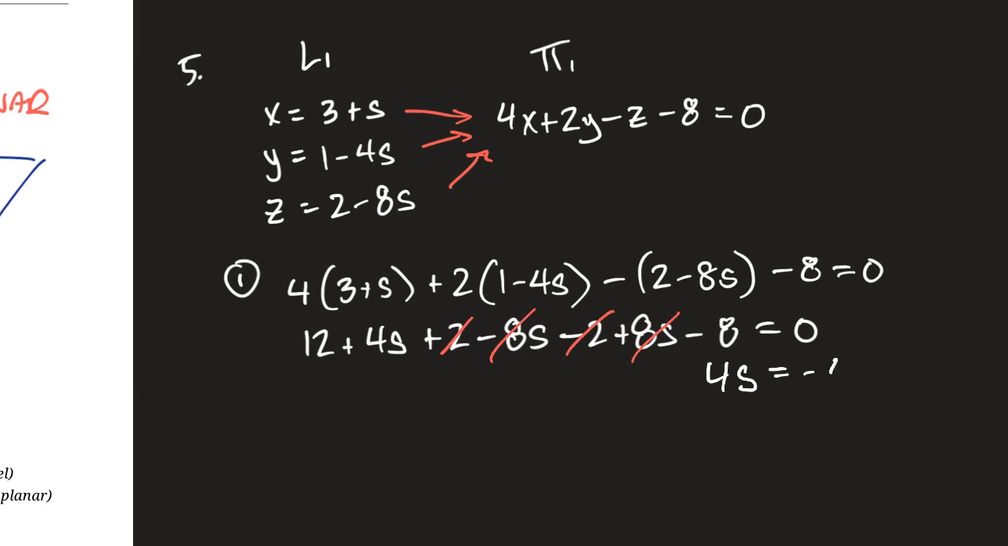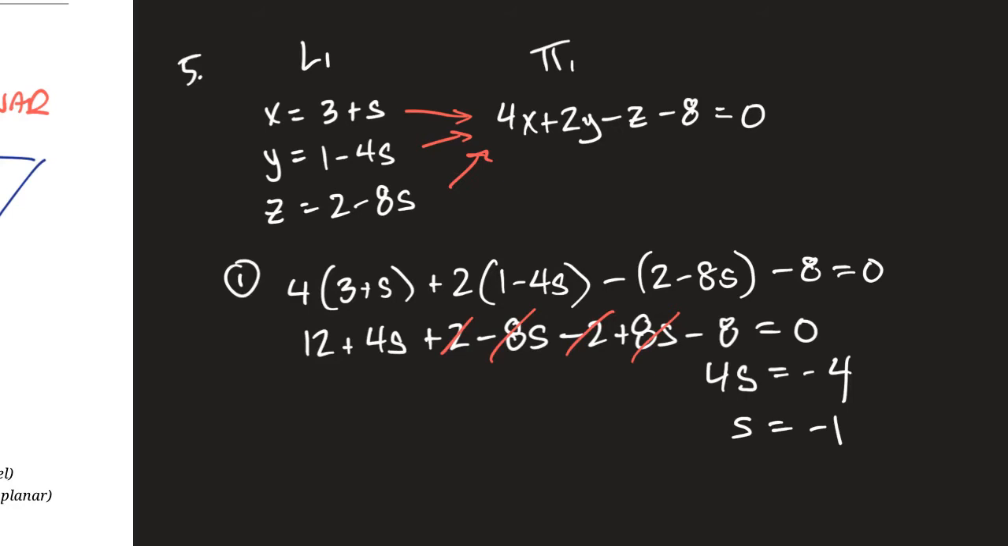4s equals negative 4. Stuff won't always cancel out like that. It just happened to in this equation. So we have s equals negative 1. So this tells us that the s value that generates that point has got to be negative 1. So now we can just plug that back into our equation.